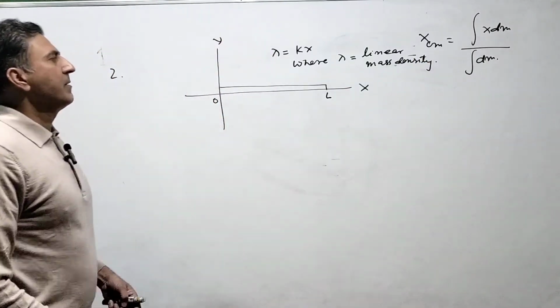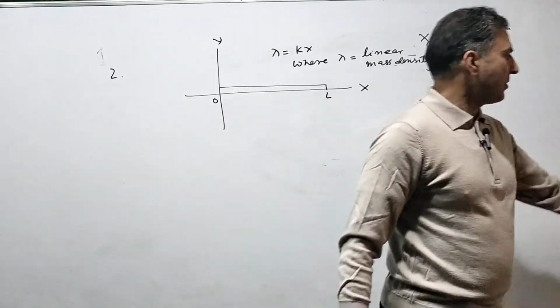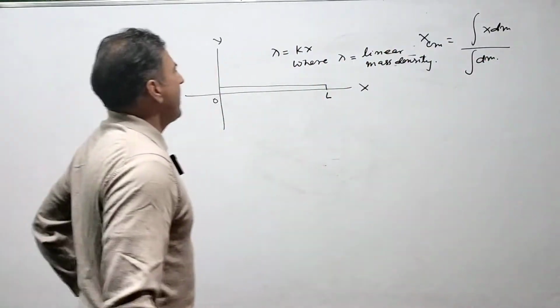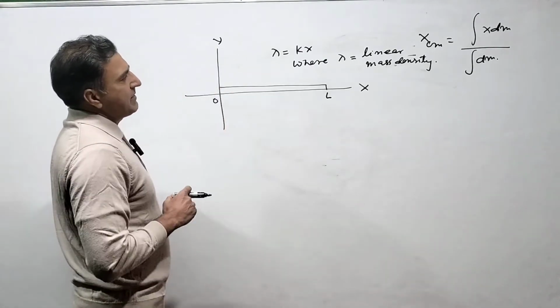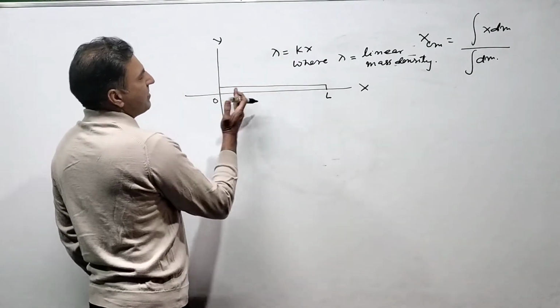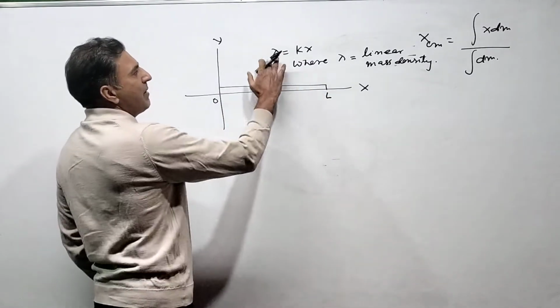Linear mass density. How to find the center of mass of such a mass distribution? How to find it? कैसे find किया जा सकता है? Lambda is not the same. It is changing with x. If you go to the right side, the mass will increase because the lambda also increases.